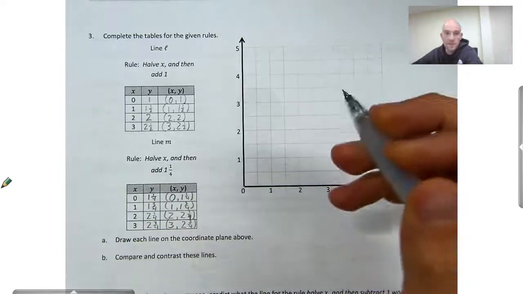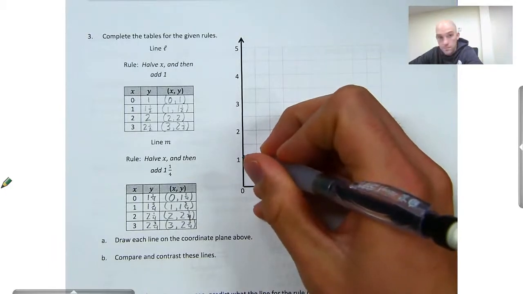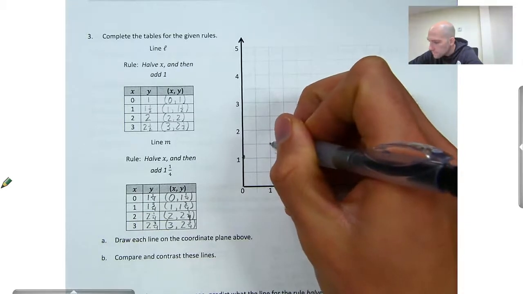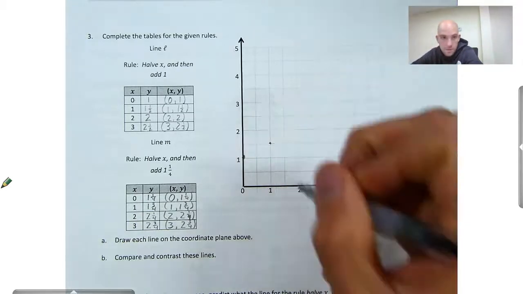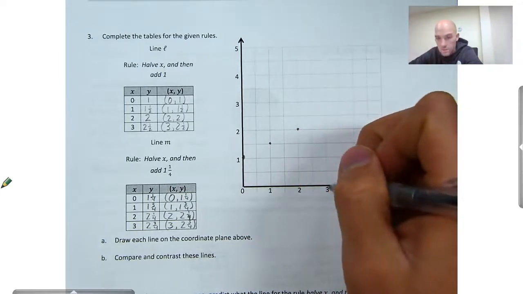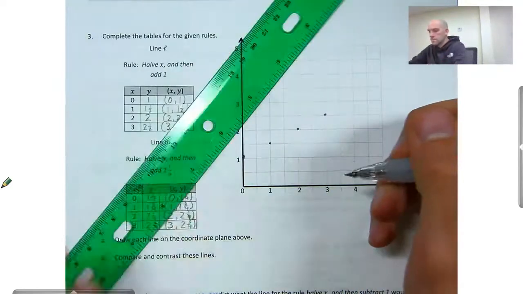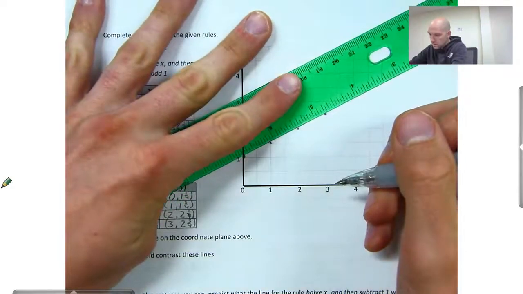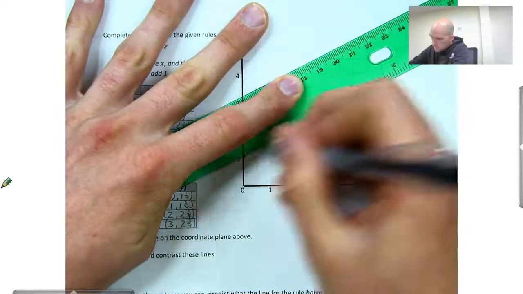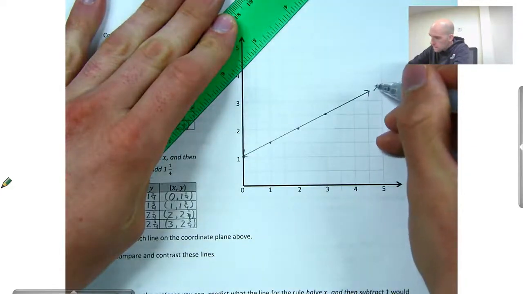All right, so let's plot our two lines here. We have for line L, (0, 1). We have (1, 1 1/2), (2, 2), and (3, 2 1/2). Connect our points here to make a line. This is line L.